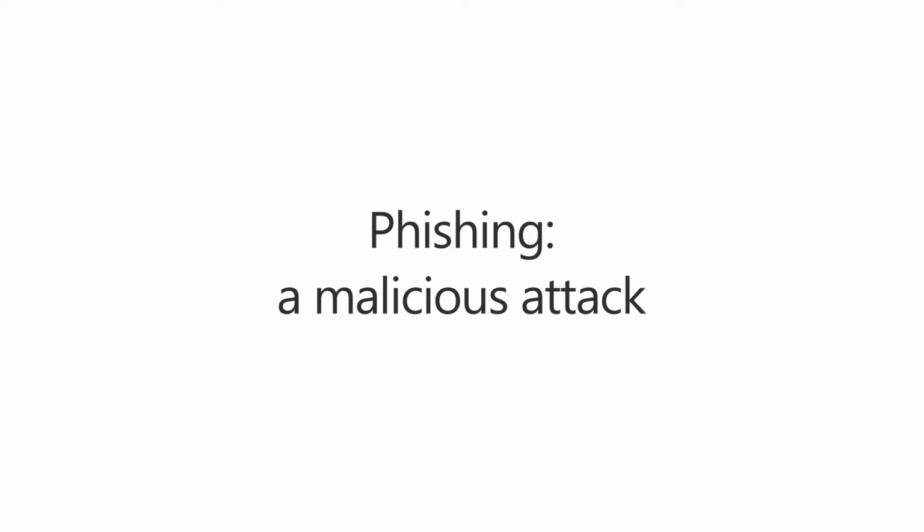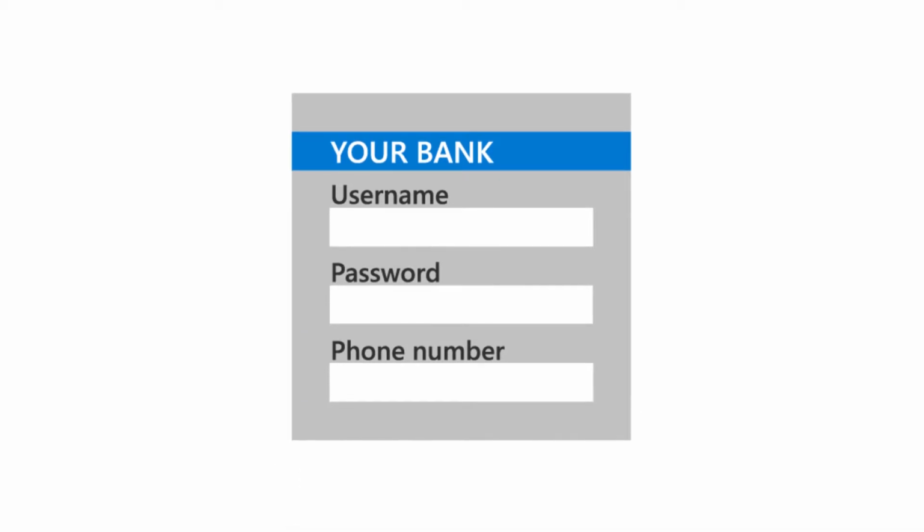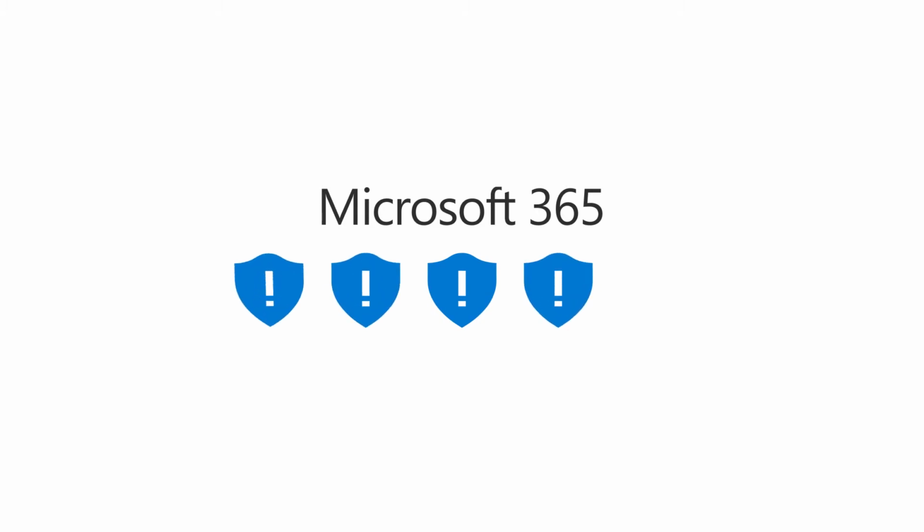Phishing is a malicious attack where an email looks like it was sent from a familiar source, but it attempts to collect your personal information. By default, Microsoft 365 includes some anti-phishing protection, but you can increase that protection by refining the settings.